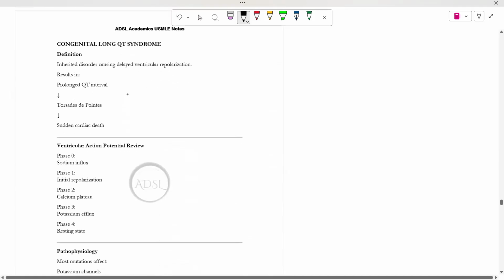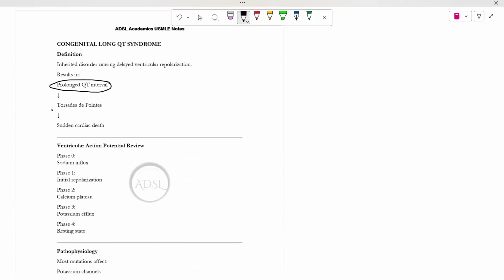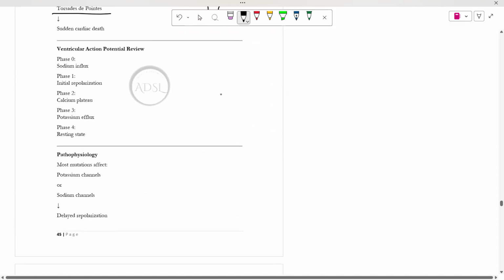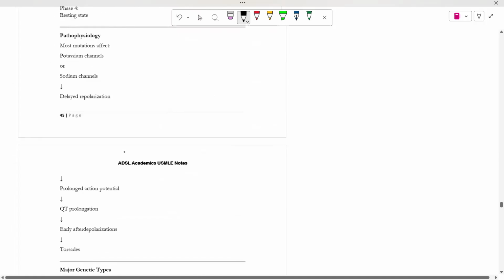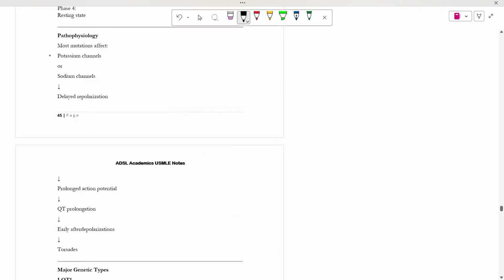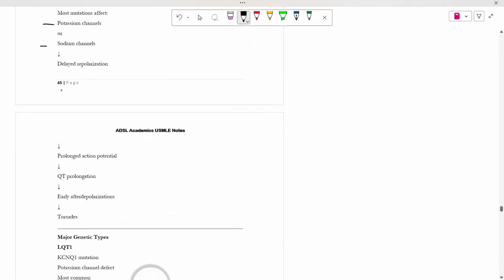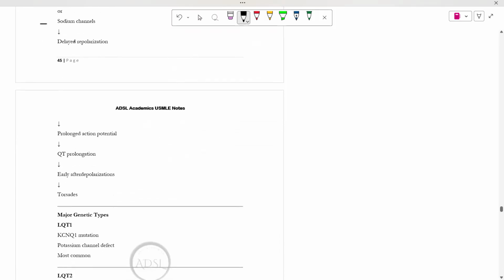Now, congenital long QT syndrome causes a prolonged QT interval. Okay, and there is this torsades. Okay, as I said, torsades de pointes will happen, giving rise to sudden cardiac death. Now, what happens in this is that there is a mutation of the potassium channels or the sodium channels. Okay, so type 3 is the sodium channel, 1 and 2 are potassium channels. So there is delayed repolarization. Okay, and because of that, the QT is prolonged.